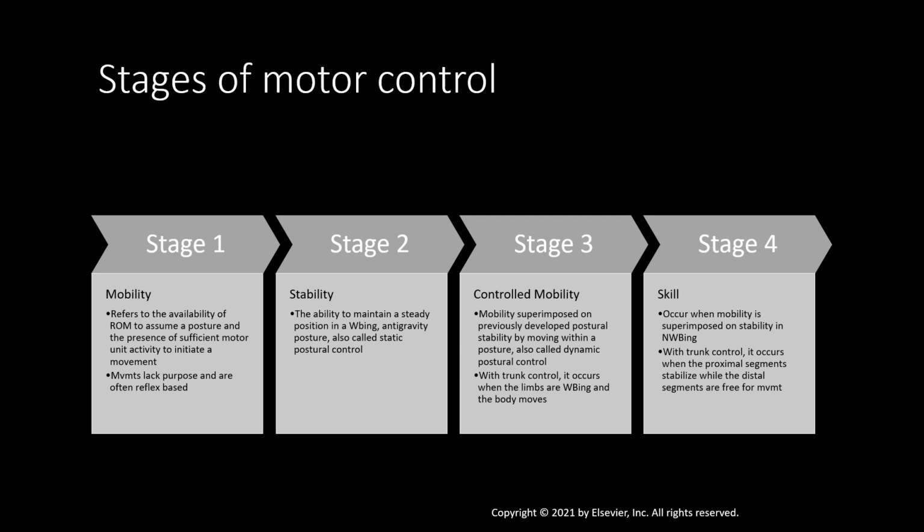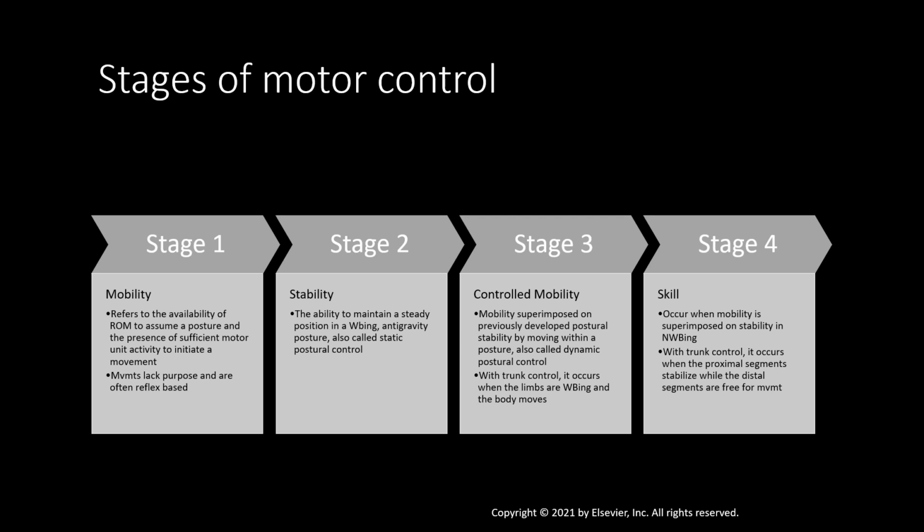So stability talks about that single segment. Controlled mobility talks about stability of the whole body. And then skill is putting it to a functional task. So stage 1 mobility refers to the availability of range of motion to assume a posture and the presence of sufficient motor unit activity to initiate a movement. Movements lack purpose and are often reflex-based in stage 1.